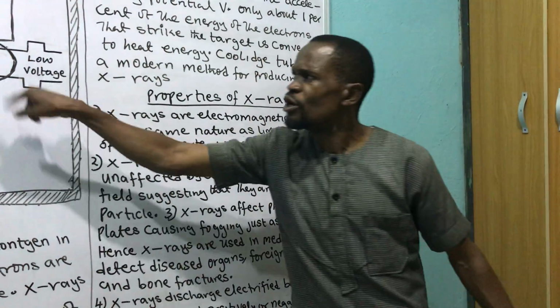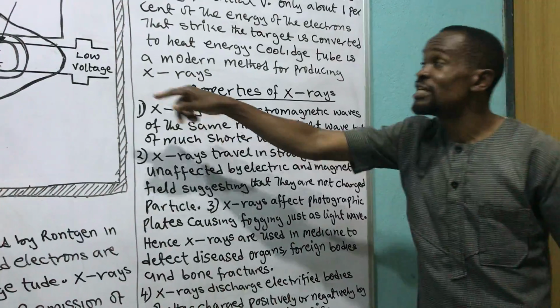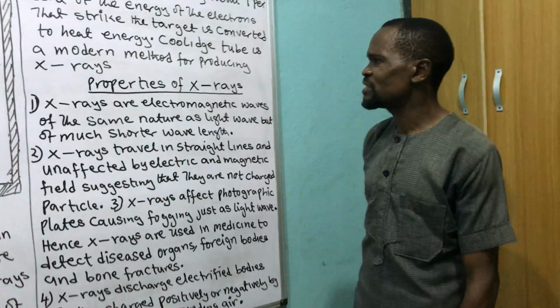This Coolidge tube is the modern method of producing X-ray. Then we'll come to the properties of X-ray. What are the properties of X-ray?